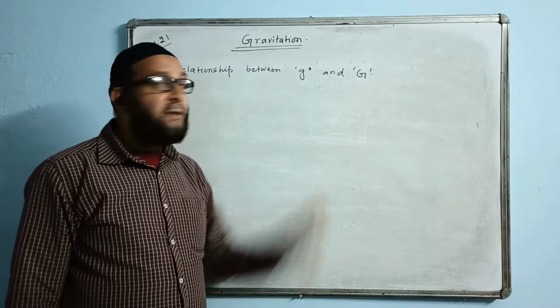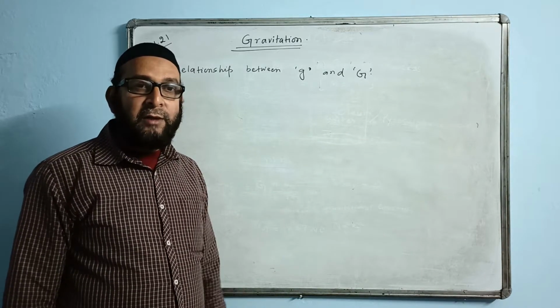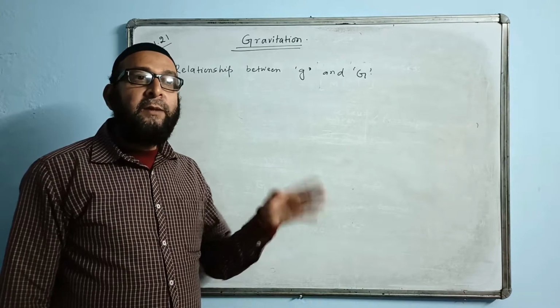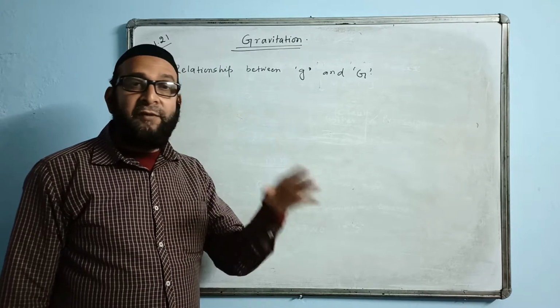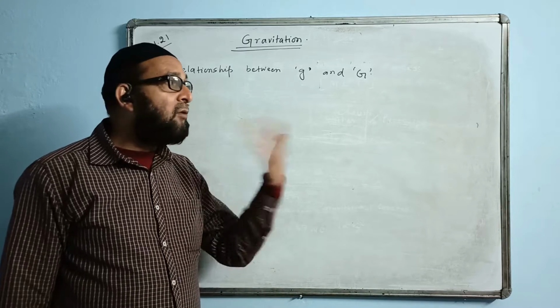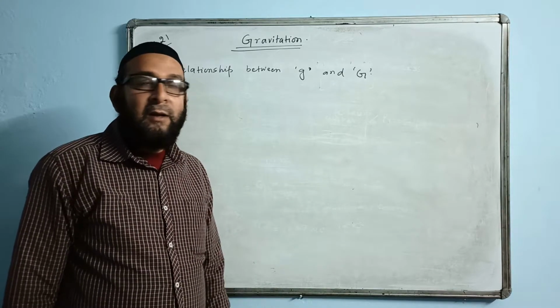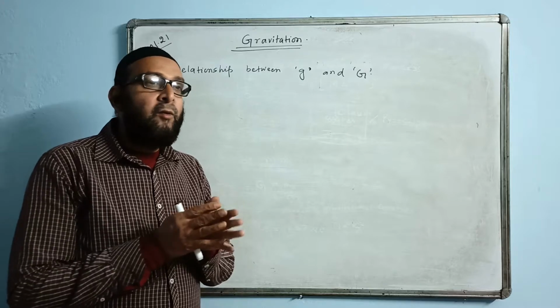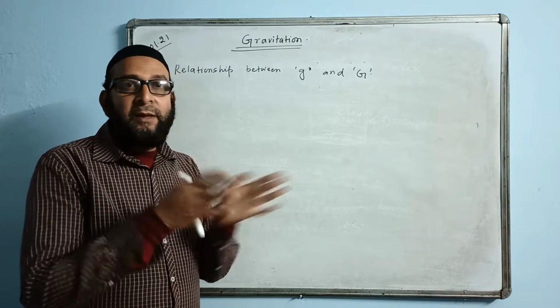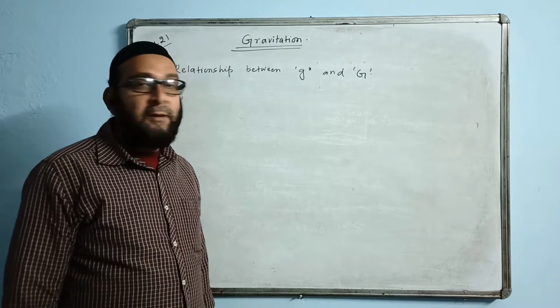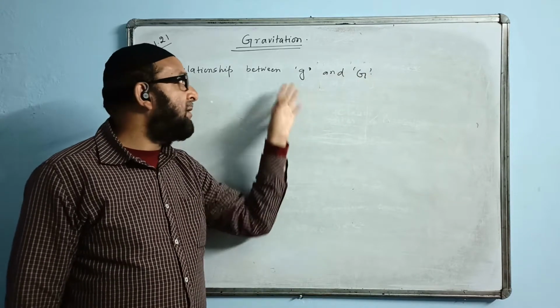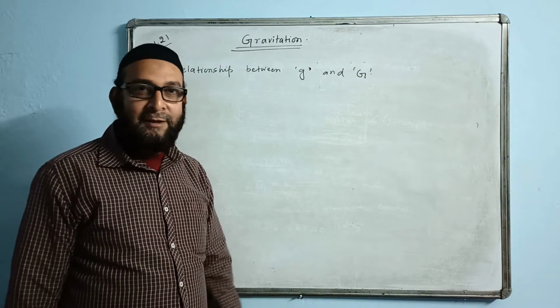And the value of capital G is 6.67 into 10 to the power minus 11 Newton meter square per kg square. The unit is different, the dimension is different, the value is also different. They are completely different things. There is no question of similarity between them, except the pronunciation, G and G, but one is a small g and the other one is capital G.